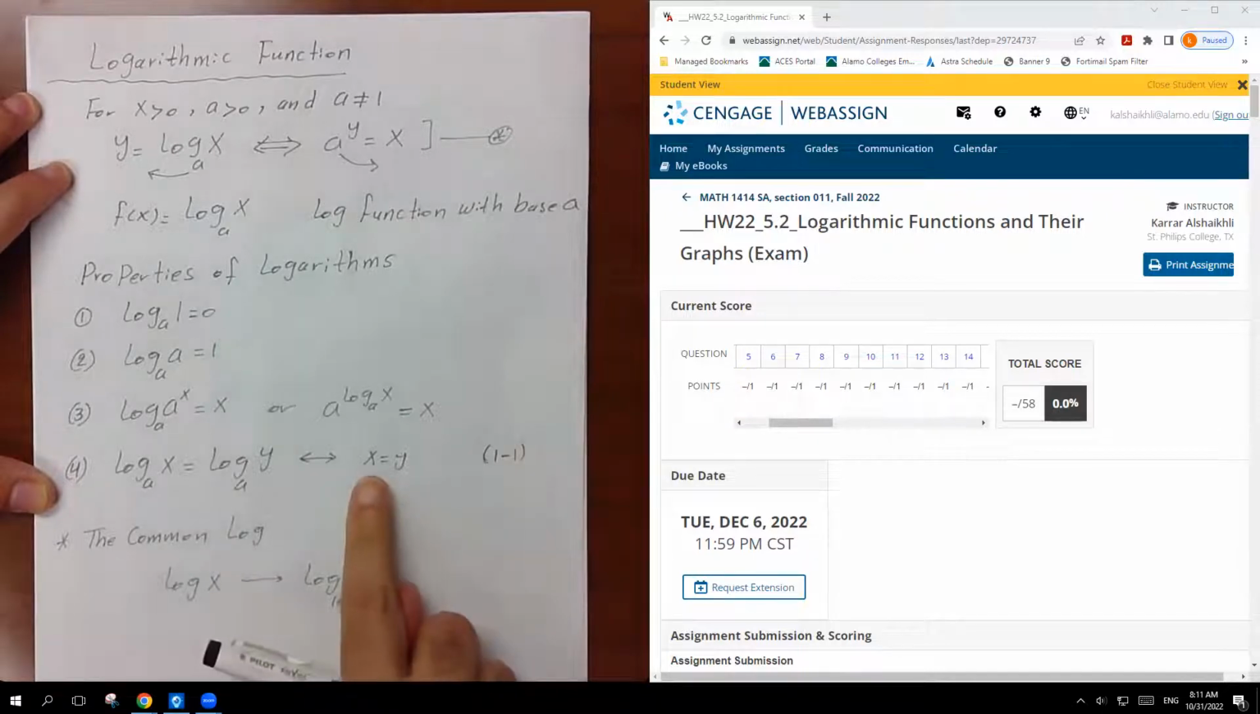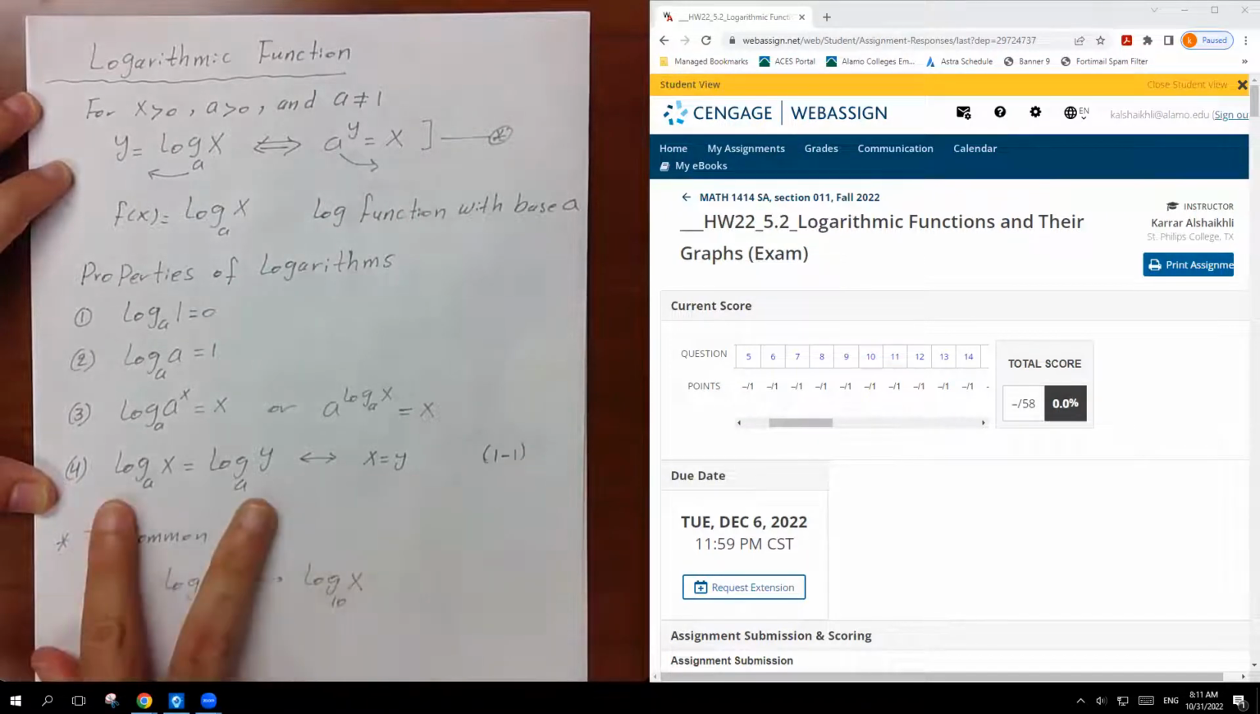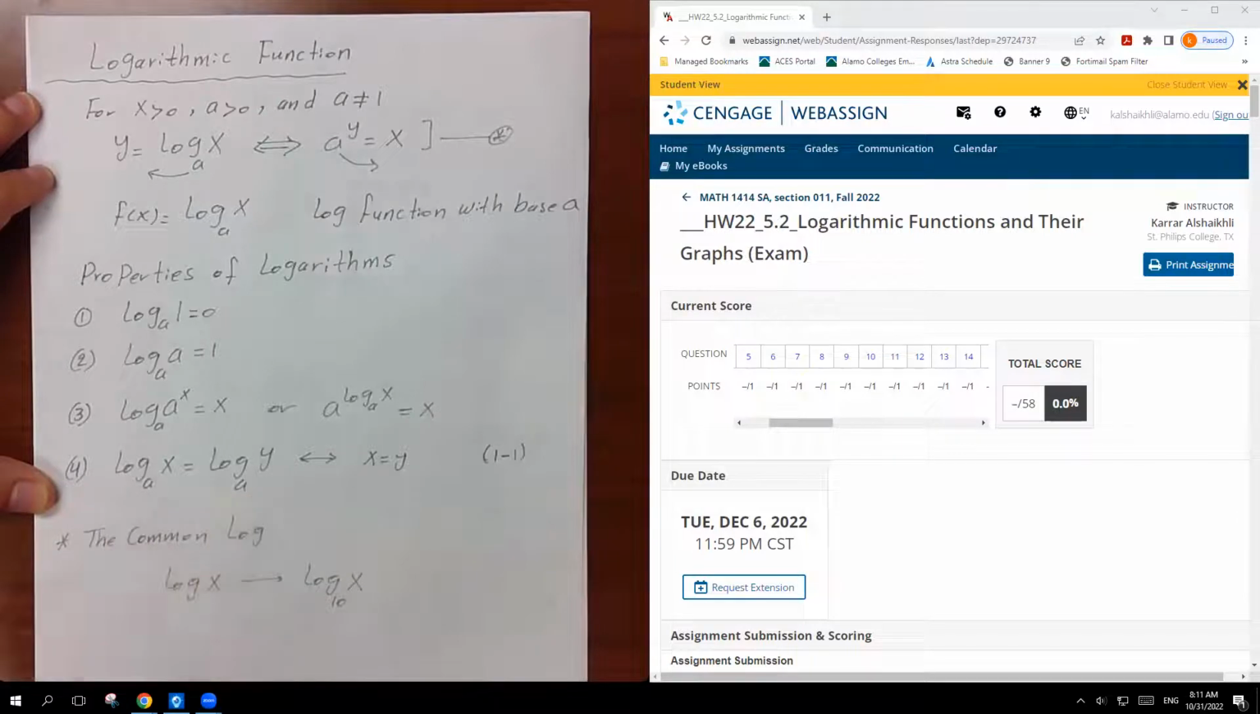And also, if you have x equals y, you can take log of both sides. The common log is a log to the base 10. So if you see just log by itself, for the x, that means the base equals 10. This is the common log.